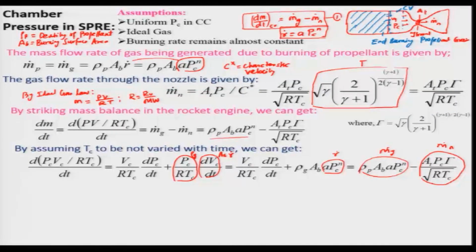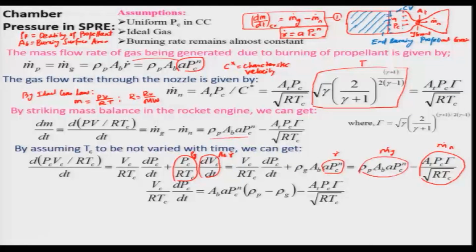And if I want to know how the chamber pressure changes with respect to time, then we will have to take this portion to the left hand side, and this term to the right hand side. I will get, taking common A b a P c n, rho p minus rho g in brackets, minus this term, which is nothing but your m dot n.